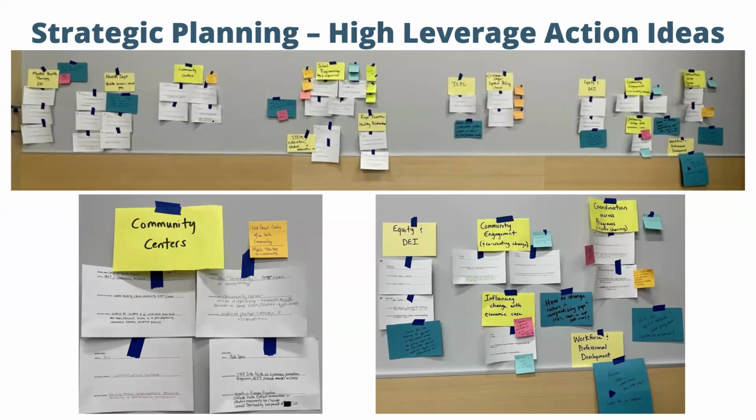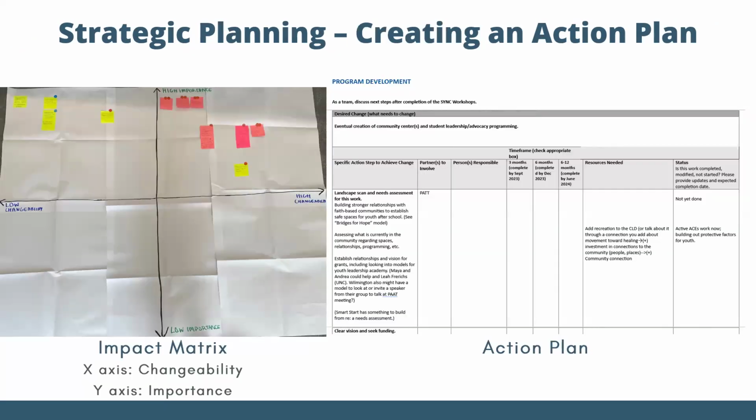So this top picture is a full photo of the action ideas that they brainstormed. And then I've put screenshots below just so you can see a little bit closer. So they have one around community centers, action ideas around equity and DEI, community engagement, coordination across programs, workforce and professional development. And all of these here are their ideas around those areas. So once they've done that brainstorming, they move on to creating an action plan.